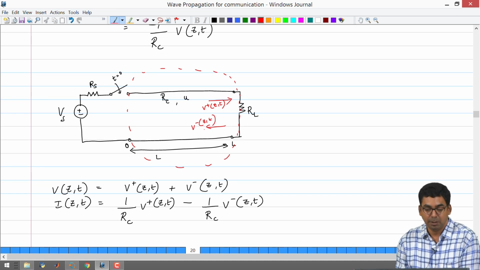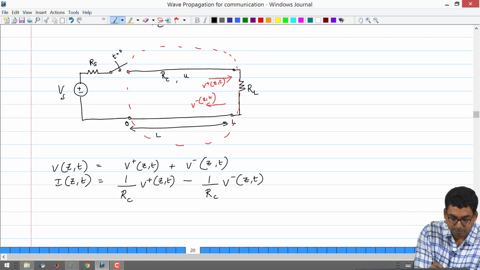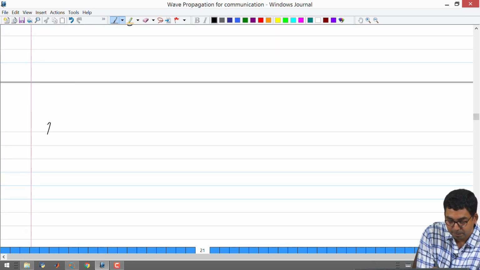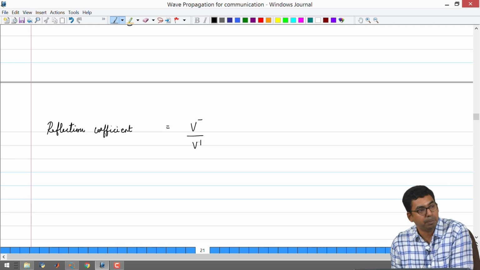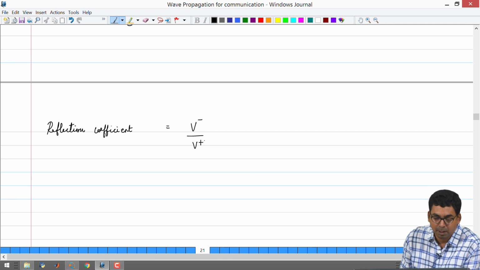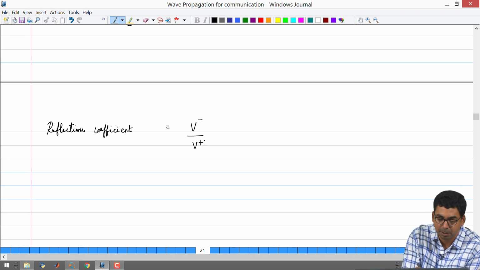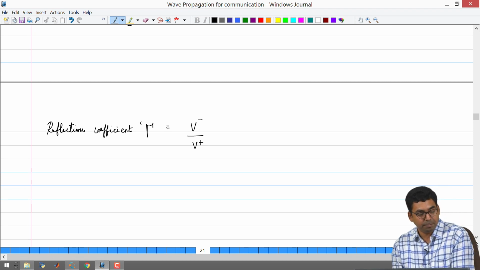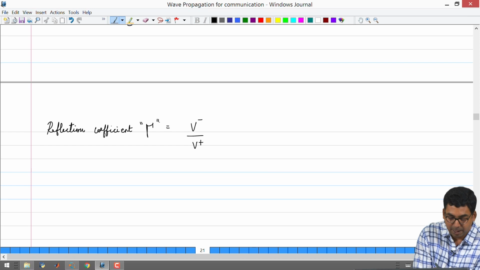Now, the reflection coefficient is defined as V minus divided by V plus. It's the value of the voltage that is travelling backward to the value of the voltage that is travelling forward. Conventionally, the Greek letter that is used to represent the reflection coefficient is capital gamma. So, V minus divided by V plus is the reflection coefficient, and let us look at the load end.